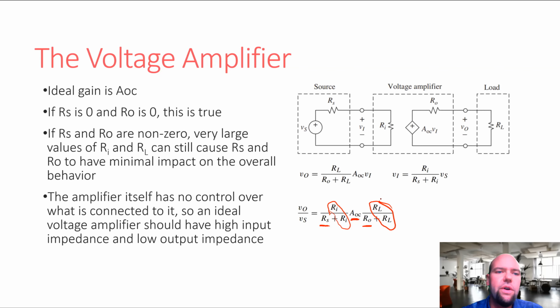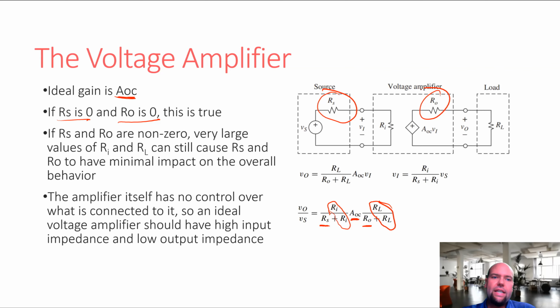So if our ideal gain is AOC, that's just the internal gain of the amplifier. It's usually called the open circuit gain. And if RS is 0 and RO is 0, so basically if this one is 0 and this one is 0, then in fact, the overall gain of our system will be AOC.